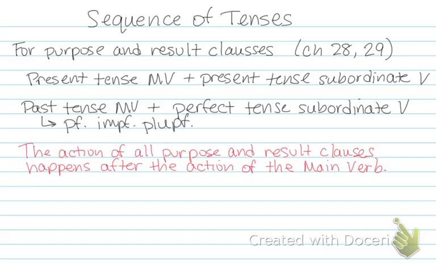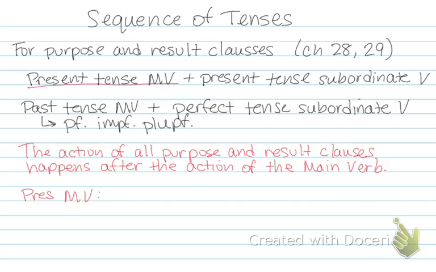So it just so happens that in all purpose and result clauses, the action of the subordinate clause happens after the action of the main verb. That's the nature of a result. It happens after the thing that's causing the result. The nature of a purpose clause is it happens after the thing that you're doing in order to do the other thing.